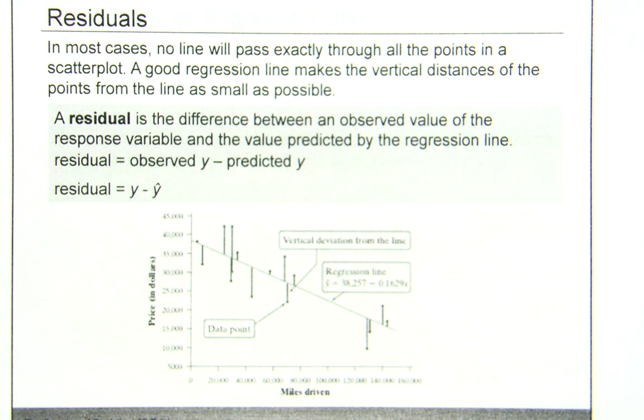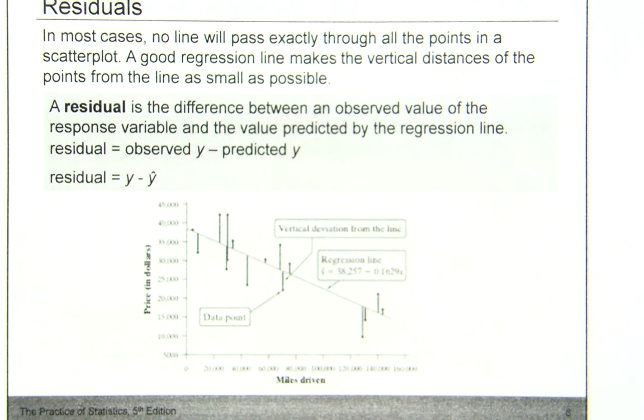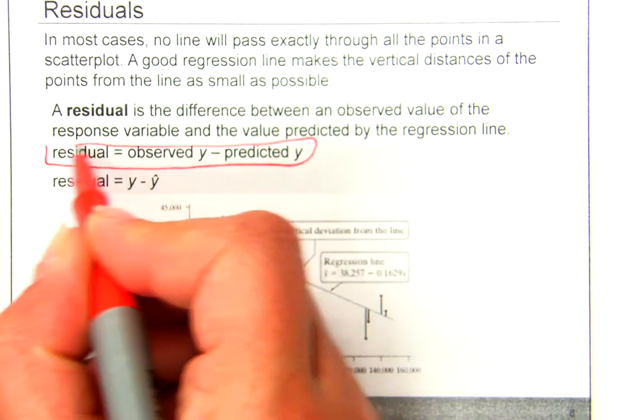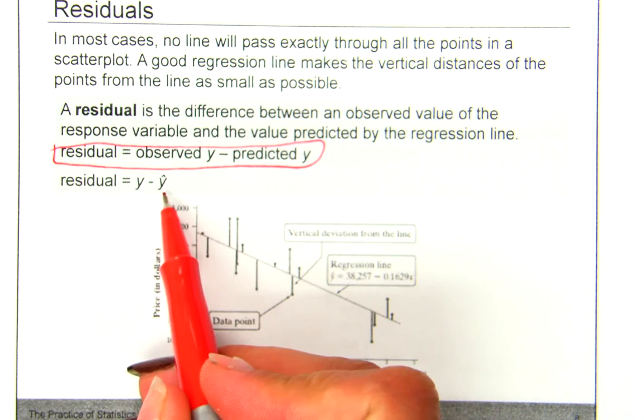So a residual is the difference between the observed value of the response variable and the value predicted by the regression line. And it comes with a formula. This is the one that, more than anything, I need you to understand. It's always going to be your observed minus your predicted. So your observed value minus your predicted value, which is what this is right here.